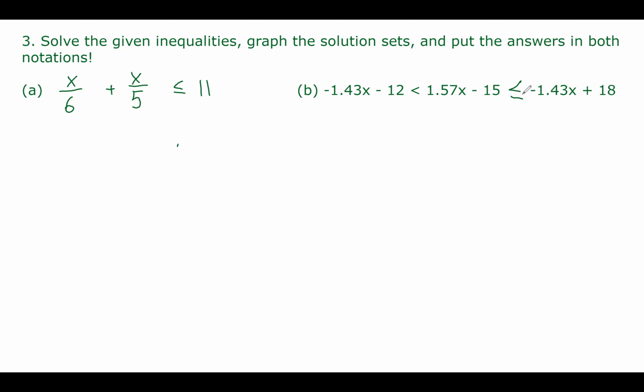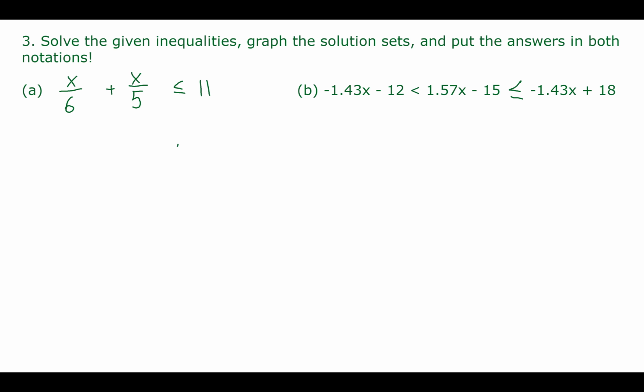First inequality has fractions, right? So what I have to do there first is find the LCD and multiply both sides by it. Give it a moment to think about it. So I'm looking for the LCD and then I'm multiplying both sides by it. We'll find the LCD together and then I'll show you the multiplication. Then you will be working with that.